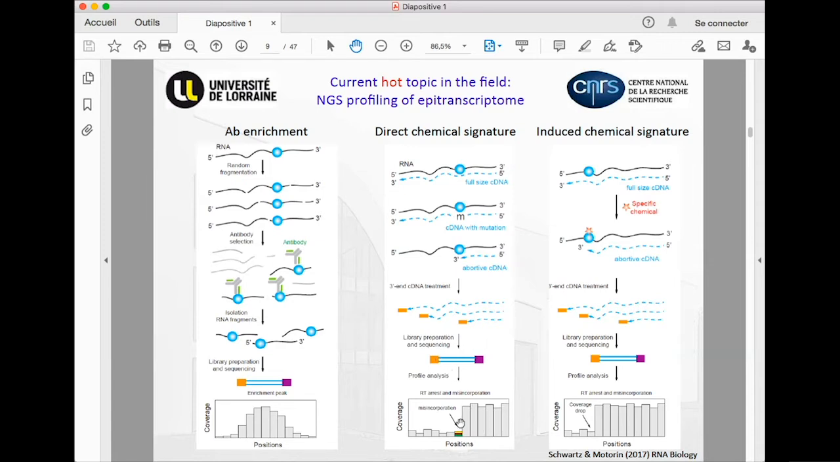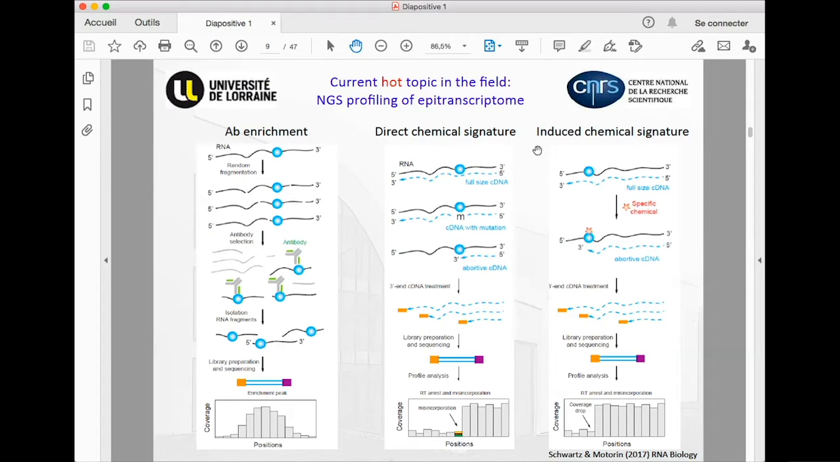So there will be a considerable drop of sequencing coverage at the position of modification, and depending on the misincorporation profile, the presence of different nucleotides at this position. So this is a complex reverse transcription signature composed of both abortive cDNA synthesis and misincorporation. Unfortunately, very few modified nucleotides naturally present in RNA can produce these direct chemical signatures.